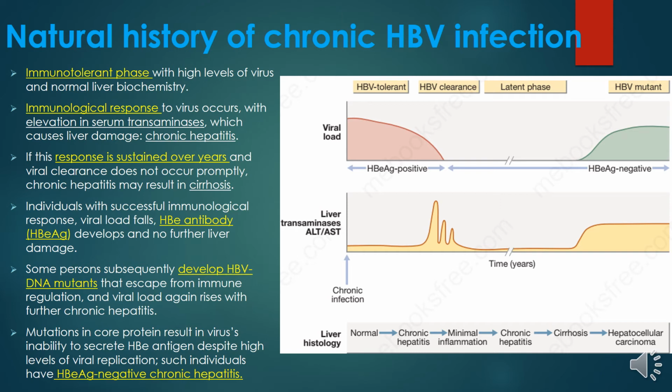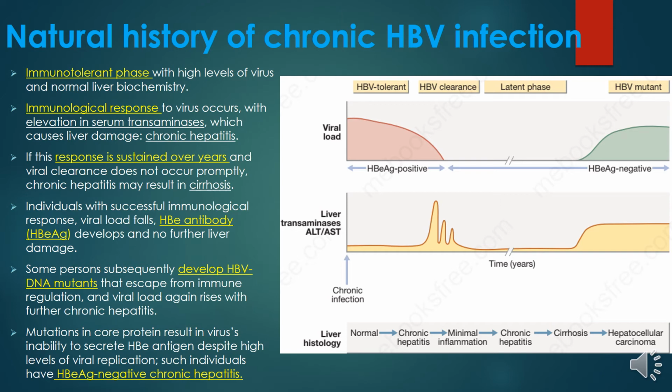Some persons subsequently develop hepatitis B virus DNA mutants that escape from immune regulation, and the viral load again rises with further chronic hepatitis. Mutation in the core protein results in the virus's inability to secrete hepatitis B e antigen despite a high level of viral replication, in individuals called hepatitis B e antigen negative chronic hepatitis.